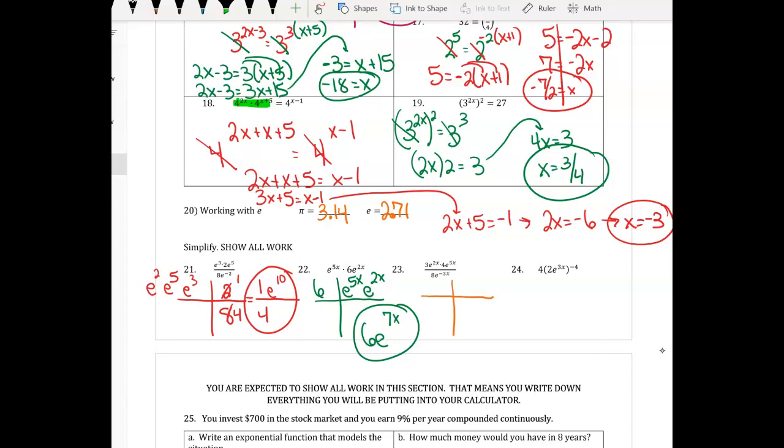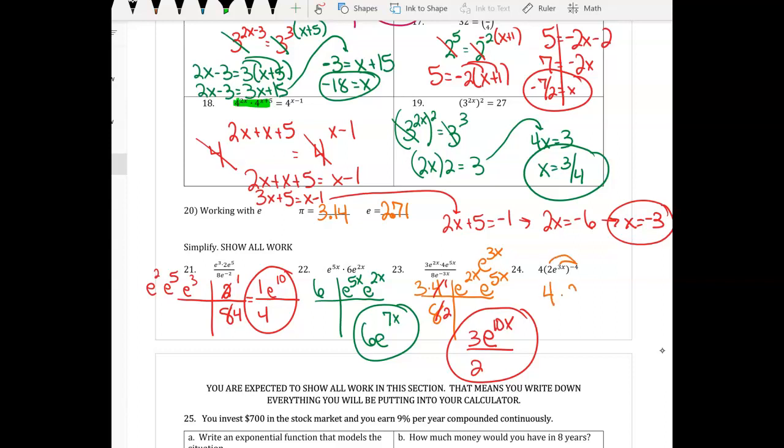Making my houses, so 3 can go here, e to the 2x, 4, e to the 5x, 8, and e to the 3x. So as far as my numbers go, this can become 1/2. So I'll have 3 over 2. And if I add up all my x's, I got 10x of them.